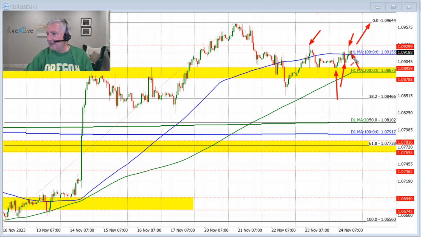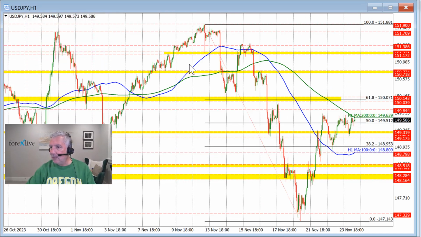If the price cannot stay above the 100-hour moving average, we could see a rotation back toward our swing area, and we'll start it all over again. Also, the 200-hour moving average is in between that swing area at 1.0887.